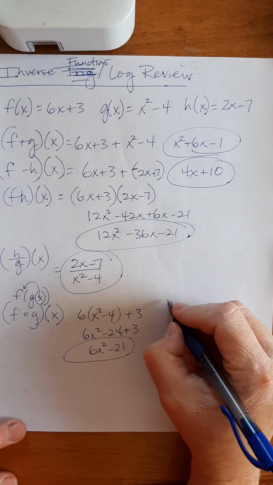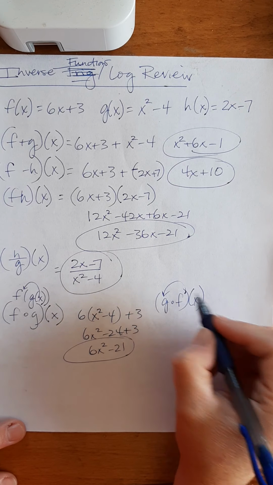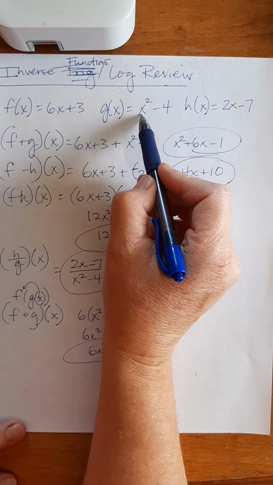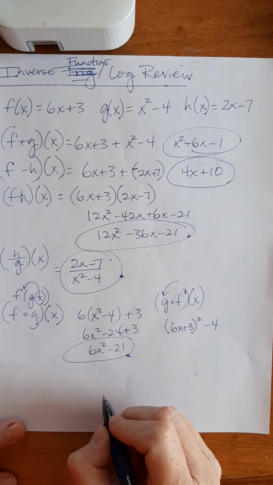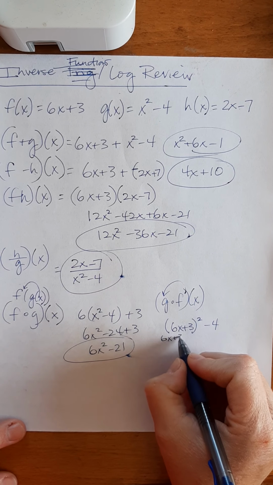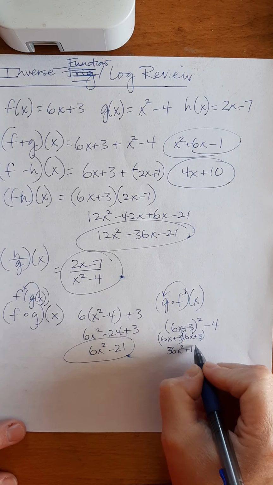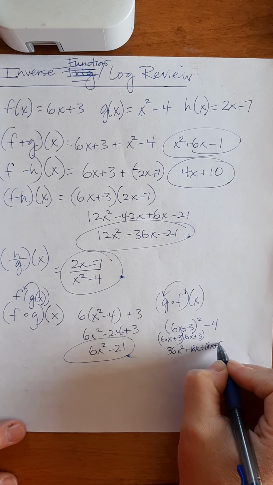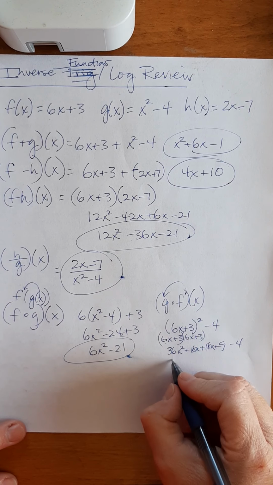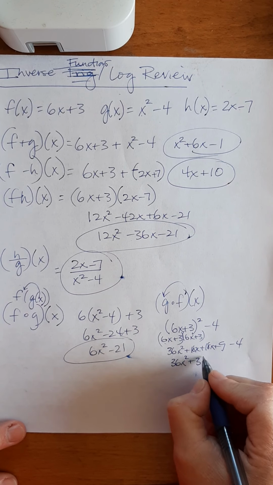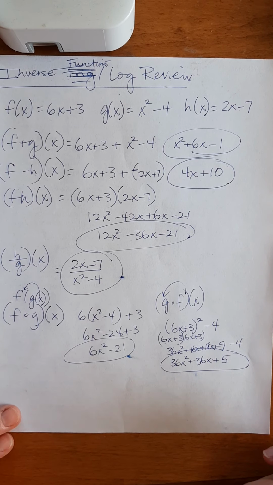There you go. Now look at the difference. Let's do g of f. If I did f into g, you're going to have 6x plus 3 squared minus 4. So we're going to have to do the full method. So 36x squared, 18 plus 9. Bring down the minus 4. 36x squared plus 36x plus 5. So that's the difference.